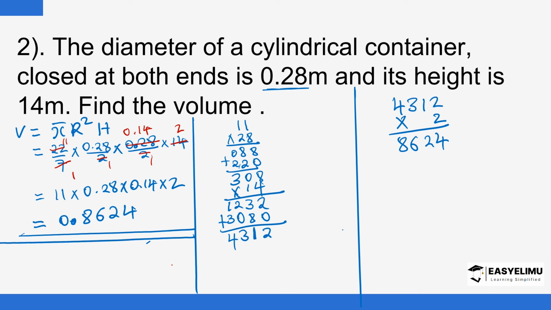So 0.8624 cubic meters. So the units are cubic meters. That's how we are arriving at that value. So we just simplify, and then you multiply 11 by 28 by 14 by 2, and you are arriving at the answer 8624. That is 8,624, as you can see here. So for us to have 4 decimal places, the decimal point has to be there. That's why we have 0.8624.